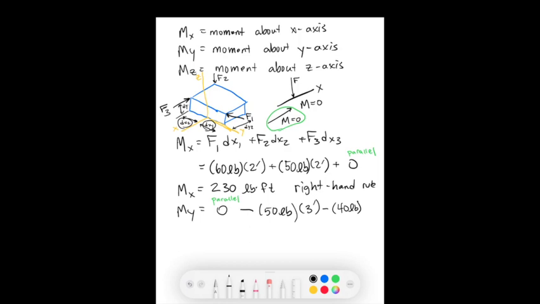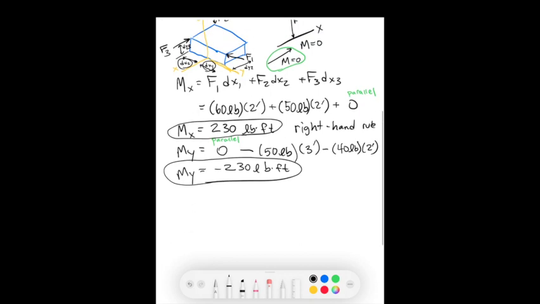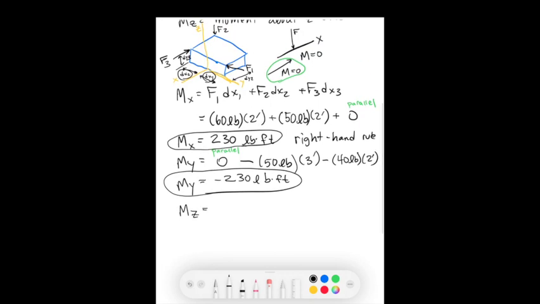And dy3 here is equal to 2 feet. So when we plug those values in, we see that it is negative 230 pound-feet. Last, we have the moment about the z-axis.